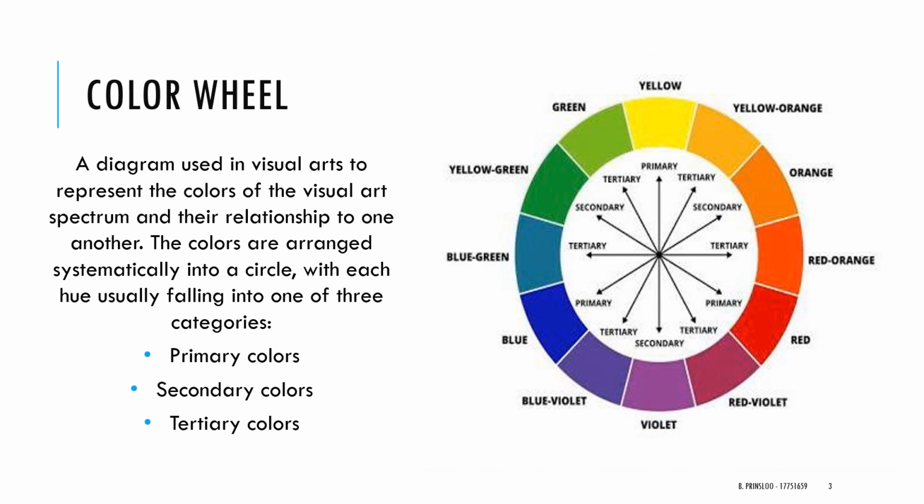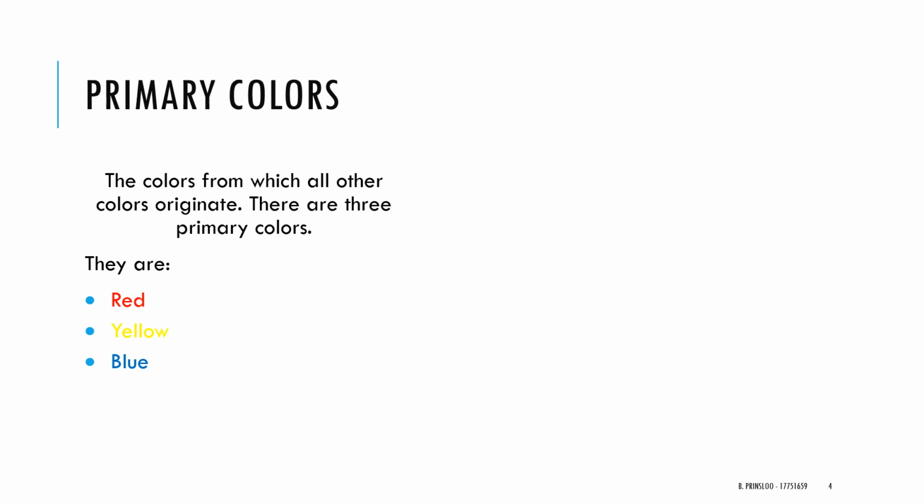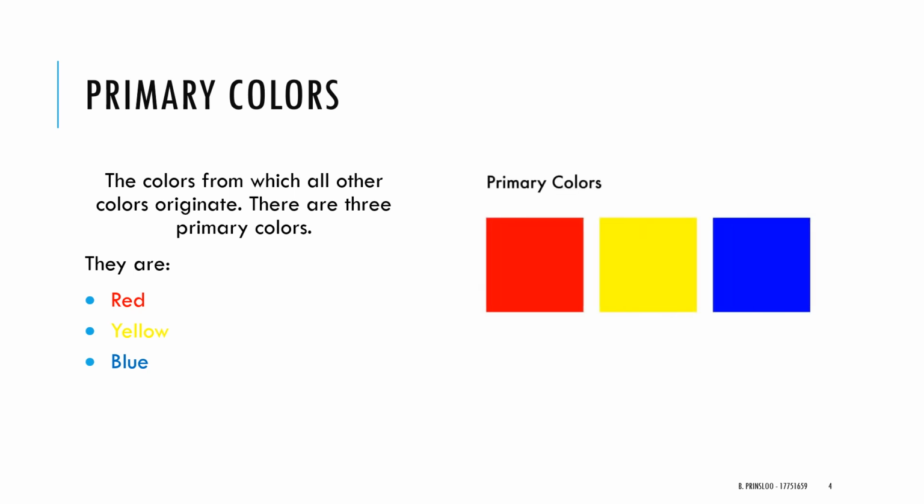We're going to go into what all the primary colors are, what all the secondary colors are, and what all the tertiary colors are. The primary colors. The colors from which all the other colors originate. There are 3 primary colors. They are red, yellow, and blue.